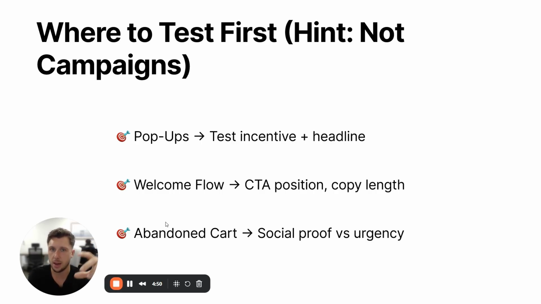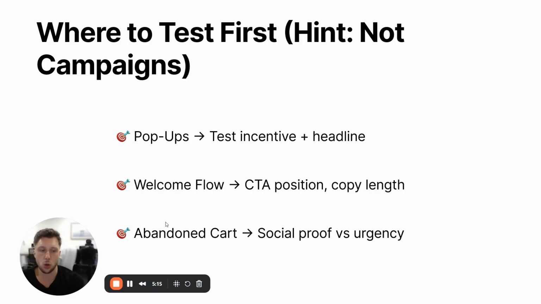So copy length, CTA positioning. Does it need to be higher up in the email, or maybe lower down? Even the layout of the emails. So making sure that maybe the lifestyle imagery is at the top and products are at the bottom. Or we open up with a problem and the solution is at the bottom, or the solution is at the top and the problem is at the bottom. You want to play around with the layout as well.